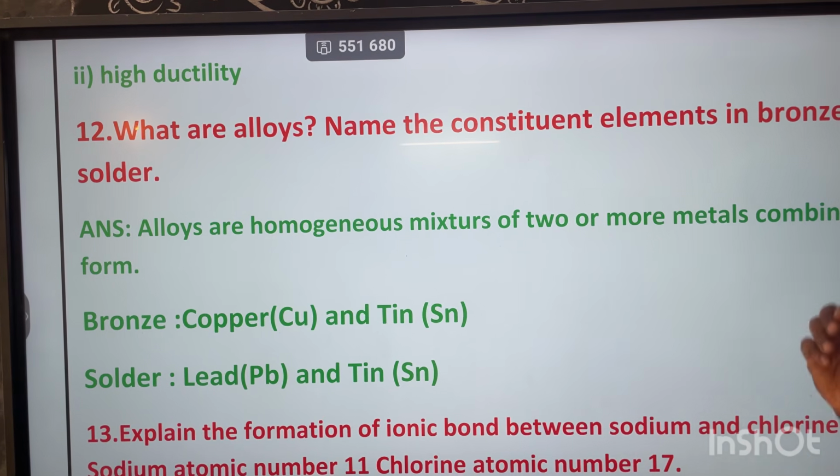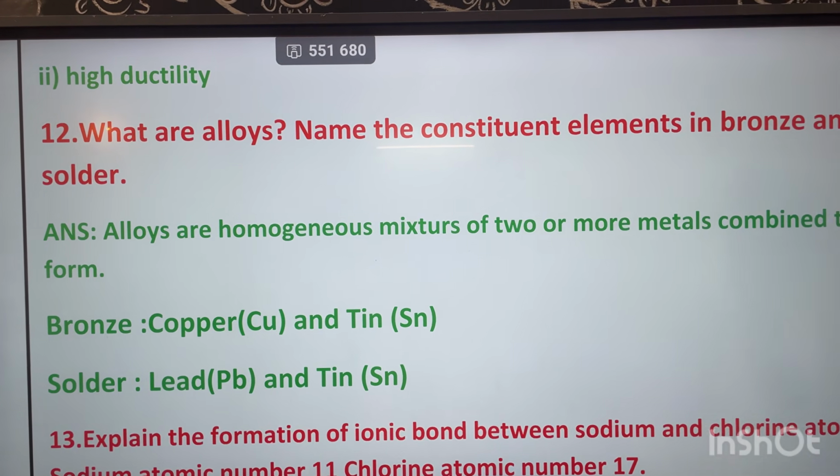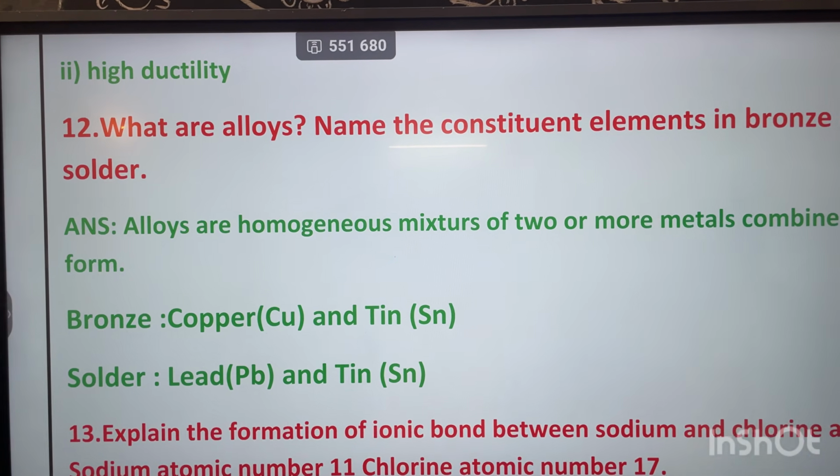Next question, what are alloys? Name the constituent elements in bronze and solder.